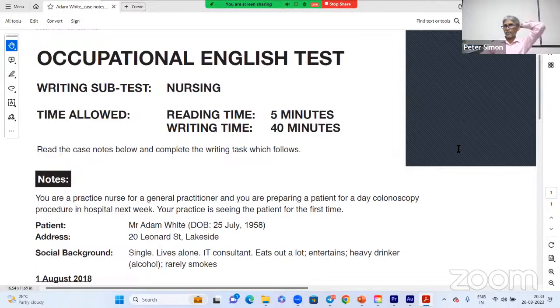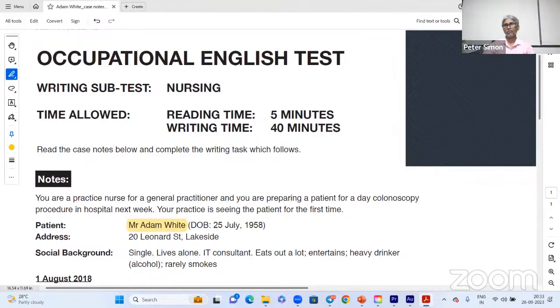Write down the name of the patient. The name of the patient is Mr. Adam White. Respond to these questions, all right, here you go.